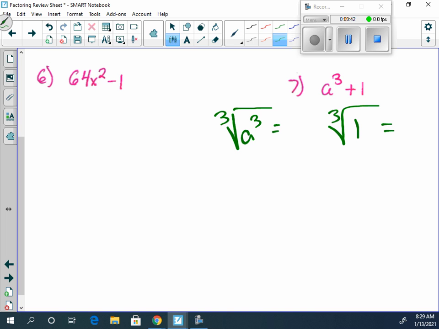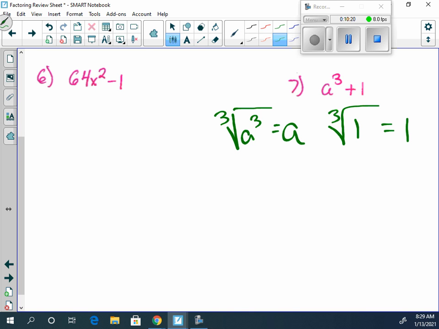Well, the cubed root of a to the third power is a. Can we take the cubed root of 1? Yeah, it'd be 1. Well, 1 is kind of interesting because I can take the millionth root of 1. And what is the millionth root of 1? 1. So any root of 1 is always going to be 1. So this here works. This is the sum of perfect cubes. And we call it a sum because the two numbers are being added.